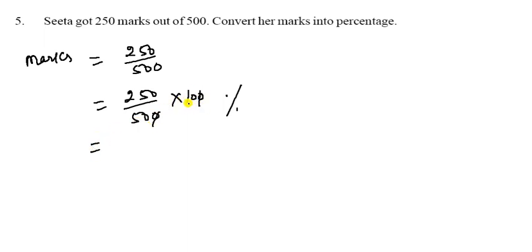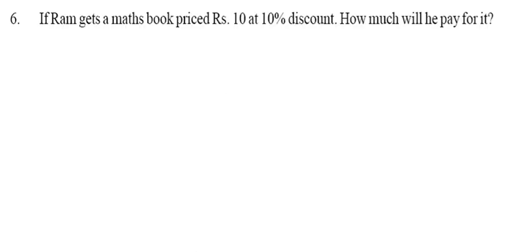So you can change this like so: this 0 will be cancelled with this 0, and this 0 will be cancelled with this 0. 5 1s are 5, and 5 5s are 25, and 1 0 is here. So you have to write that it is 50%. So that one is your answer. It's very simple. Let us see the next question.